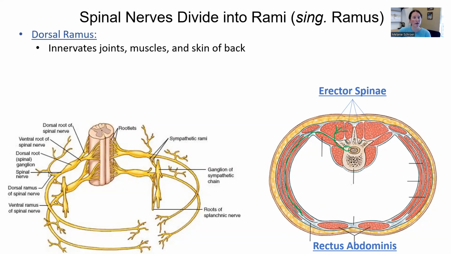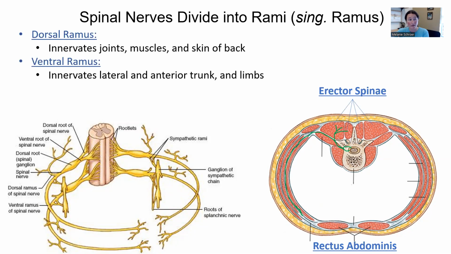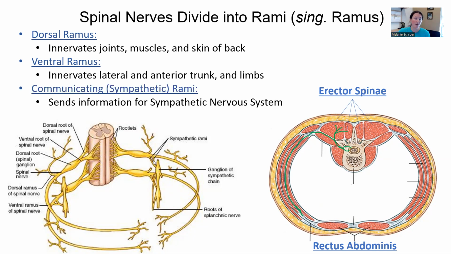So these two branches off of the spinal nerves are called the rami, for plural. The dorsal ramus, for singular, innervates everything on the back, so the dorsal side. Ventral ramus innervates everything on the front. So we can see here, these are actually the costal nerves, which are the ventral rami of spinal nerves T1 through T12.